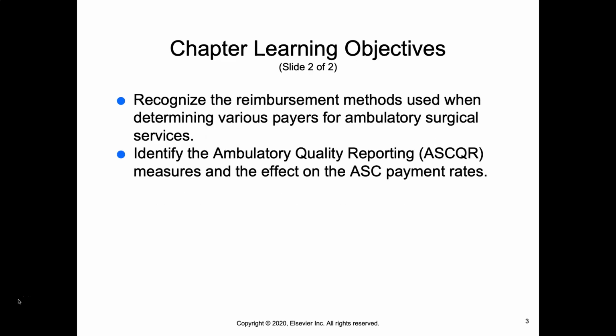The last two learning objectives we're going to focus on are recognizing the reimbursement methods used when determining various payers for ambulatory surgical services and identifying the ASC QR measures, ambulatory quality reporting measures, and the effect that they have on ASC payment rates. For instance, what happens if an ASC does not report those quality measures? Or what if they report quality measures, but they do not meet the established thresholds? That's when it can really have an impact on those ASC payment rates.